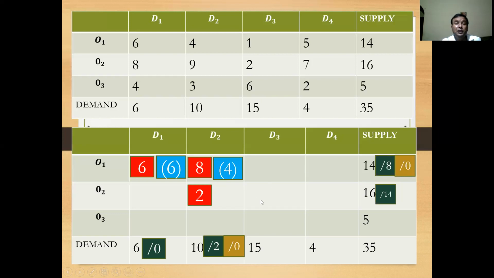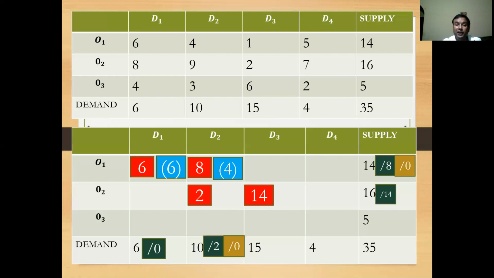What is the northwest corner, means what is the left top corner? The left top corner is now origin 2, and in this left top corner, how much can we supply? In destination 3, the demand is 15, means the requirement is 15. And we have only 14 items available which can be supplied. So a maximum of 14 items can be supplied there.